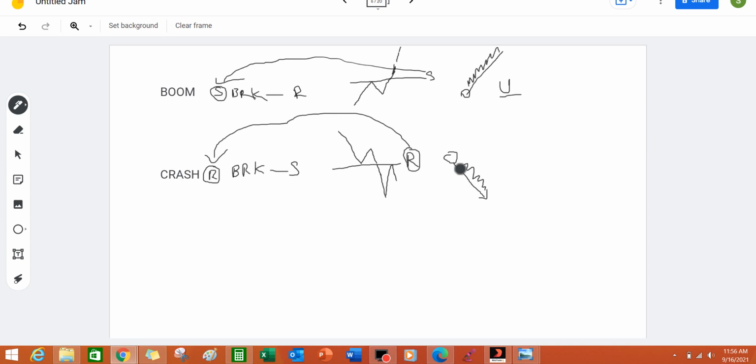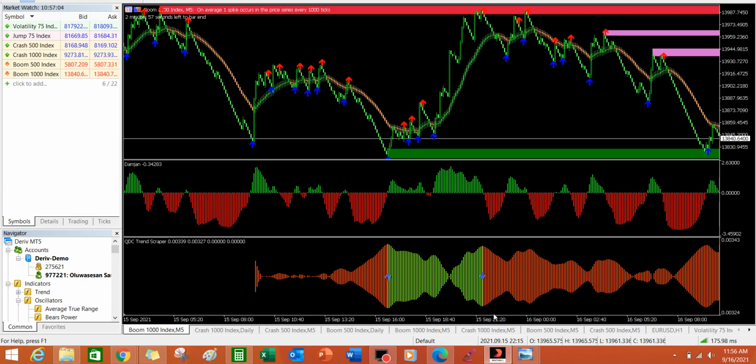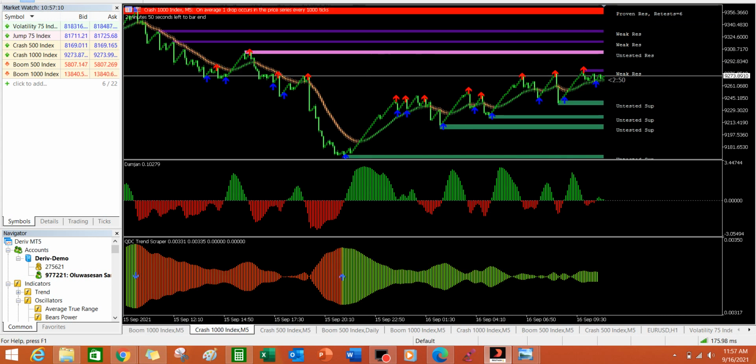I want you to understand something. This is basically for crash, not boom, so don't get them mixed up. It is on downtrend that we usually have spikes happening in crash. So let's go straight into the chart to see some of these examples. We will be focusing on crash. So I'm going to take it down to 5 minutes.